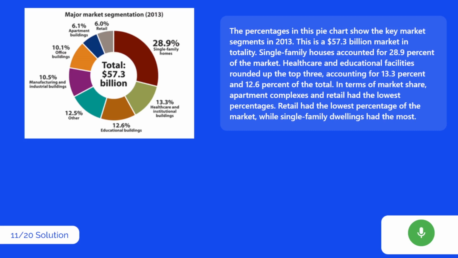In terms of market share, apartment complexes and retail had the lowest percentages. Retail had the lowest percentage of the market, while single-family dwellings had the most.